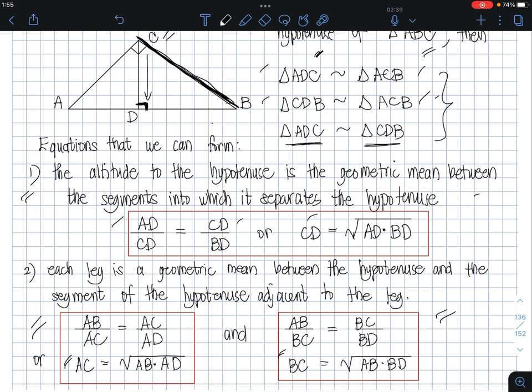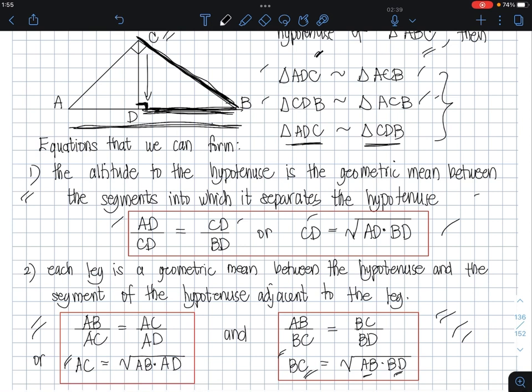So, geometric mean naman siya, again, sa hypotenuse AB uli, at doon sa segment na adjacent sa kanya, which this time is itong BD. Okay? So, kaya meron tayong formula na BC is equal to square root ng AB times BD. Okay? So, tandaan nyo lang itong mga na-derive nating equations kapag meron tayong altitude to hypotenuse sa isang right triangle.